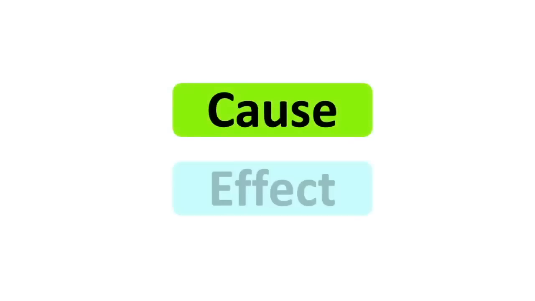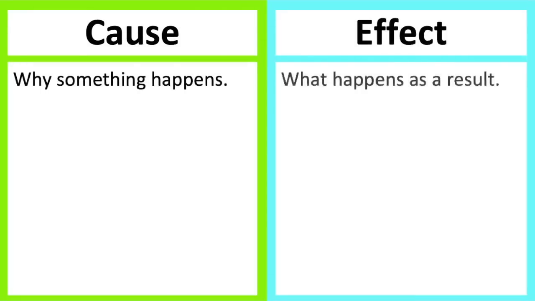Cause, effect. In this video, we will learn the difference between the cause and effect. Cause refers to why something happens. Effect refers to what happens as a result. In a sentence, the cause can come first, followed by the effect, or the effect can come first, followed by the cause. We can use signal words to help us identify the cause and the effect.